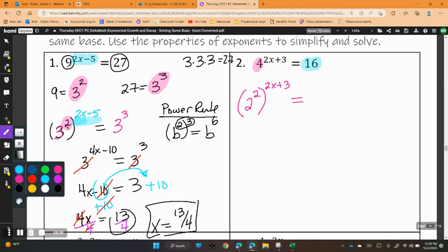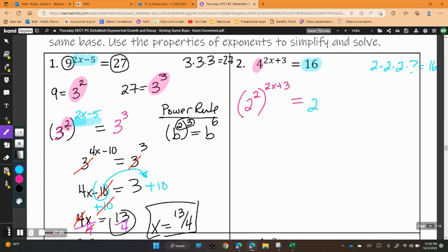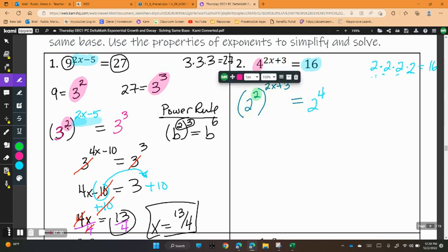And 16, if I write it with a base of 2, what times what? How many times do I need to multiply 2 to get 16? Well, 2 times 2 is 4, times 2 is 8, so I need one more 2. Times 2 is 16. 2 raised to the 4th power gives me 16. So remember, the next step is I multiply this 2 by everything that's in this exponent.